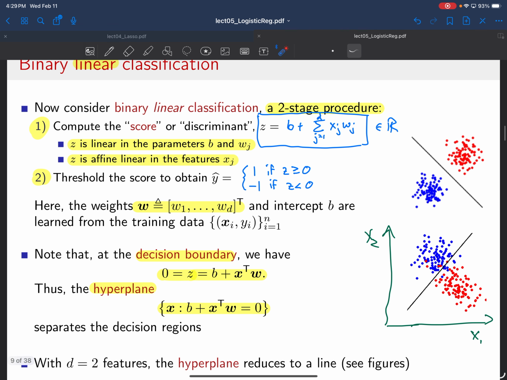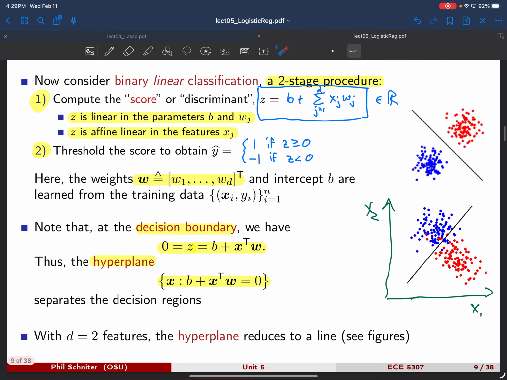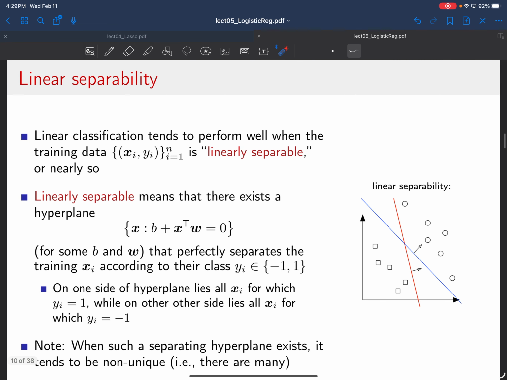Okay, great. Any questions so far? So that's what's special about these linear classifiers: they have linear boundaries. And like this, you could not do this with a linear classifier, at least directly. So you might then ask, when does linear classification work well? When does it fail? When should I use it?